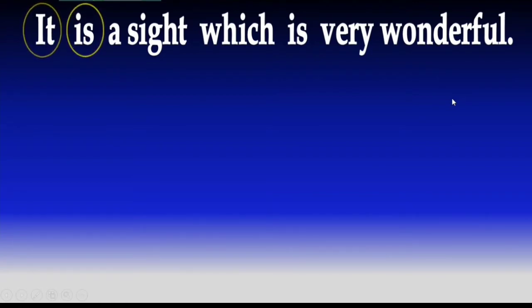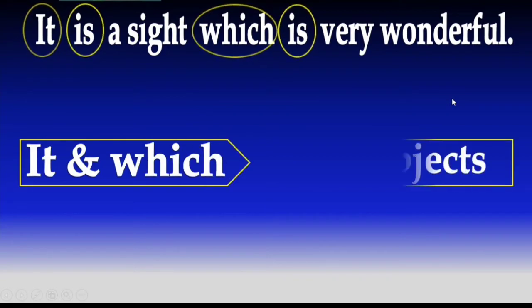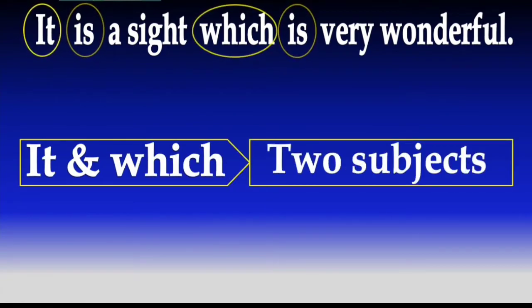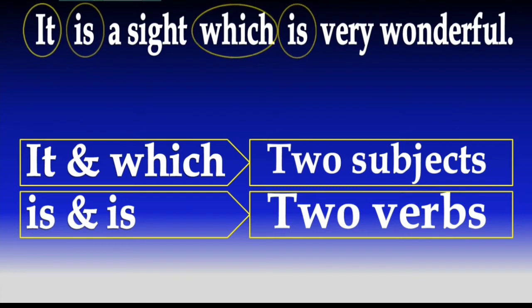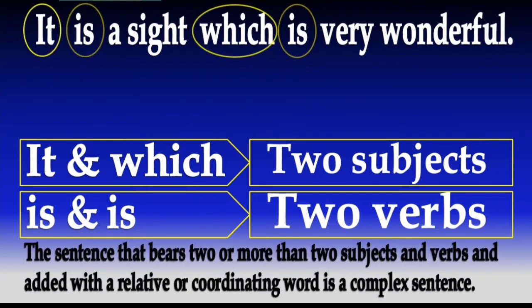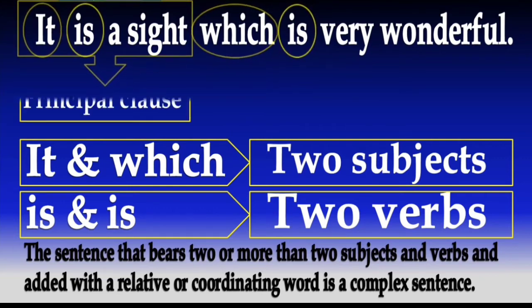Look at this sentence. It and which, two subjects, is and is, two verbs. So my dear students, here in this sentence we found two subjects and two verbs. So guess what will be the sentence? Yes, the sentence that bears two or more than two subjects and verbs and is added with a relative or coordinating word is a complex sentence. So, dear students, we get the definition of a complex sentence.